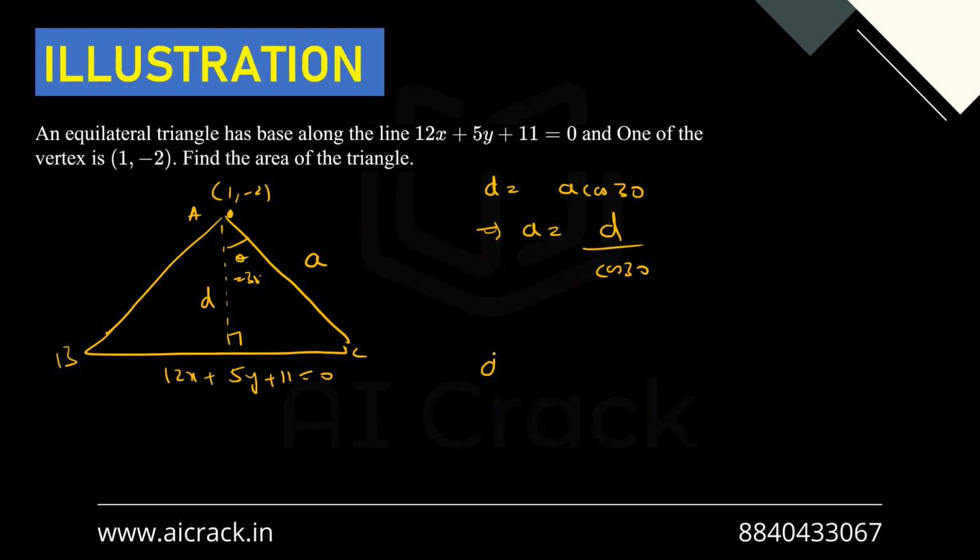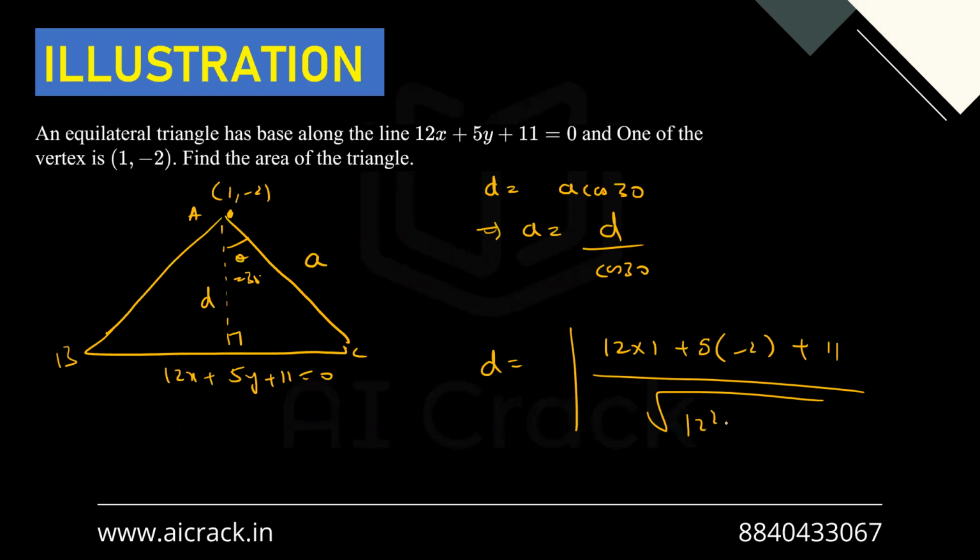So that would be D equals modulus of (ax1 plus by1 plus c), that would be 12 times x1, which is 1, so 12 into 1, plus b, which is 5, times y1, which is minus 2, plus c, that is 11, divided by under root a square plus b square. a over here is 12 and b over here is 5, so that would give me under root 12 square plus 5 square, so that is 144 plus 25, that is 169. So that would eventually become 13, since 13 square is 169, right?